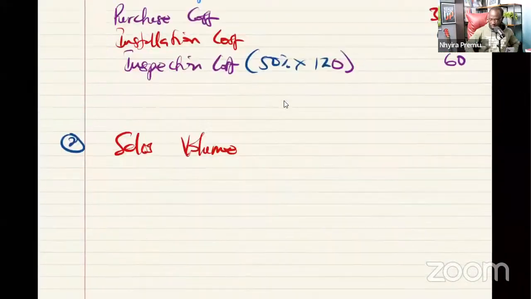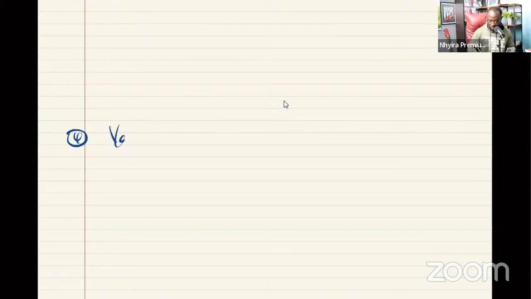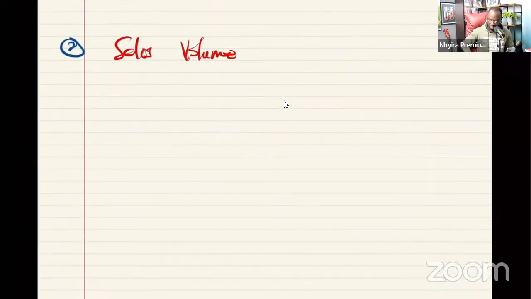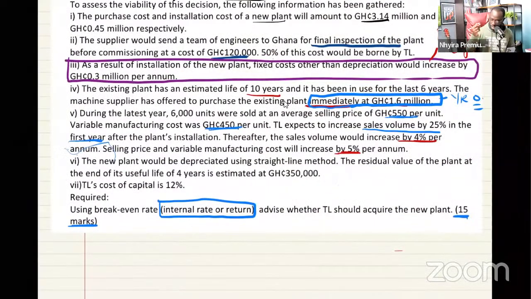So we want to keep our work very simple. We need a sales volume working. We don't know how long the project is, so we're going to go to working 3, and deal with issues relating to the selling price and then the variable cost, respectively. I want to work it out separately, and then we'll put the two together. So selling price, then I'm going to have variable cost here. Then I'm going to put the two together in a moment. Selling price and variable cost will grow by 5%.